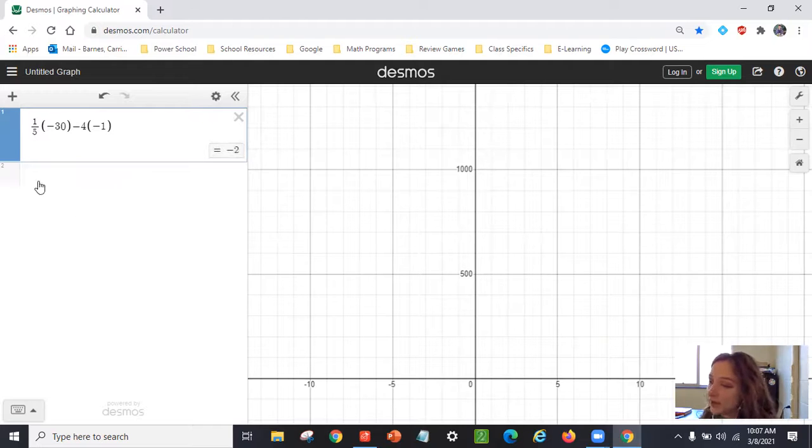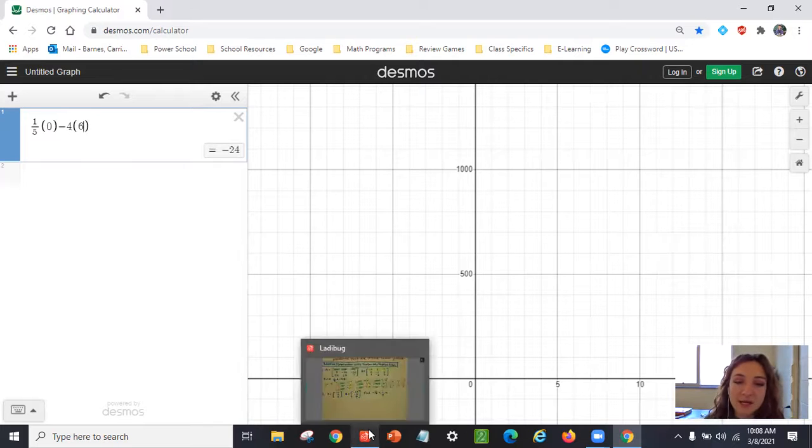Then we have negative 20 and 0. Okay, so that's going to be negative 4. Then we have negative 20 and 1, so that's going to be negative 8. 25 and negative 2, so that's going to be 13. And then we have 0 and 6. Okay, so that's going to be negative 24.